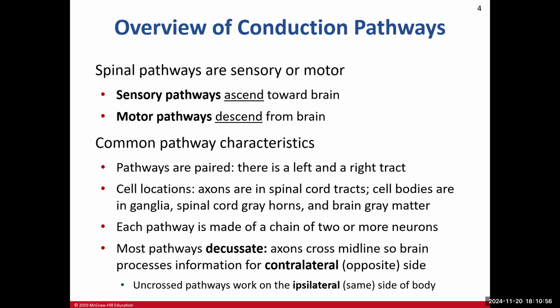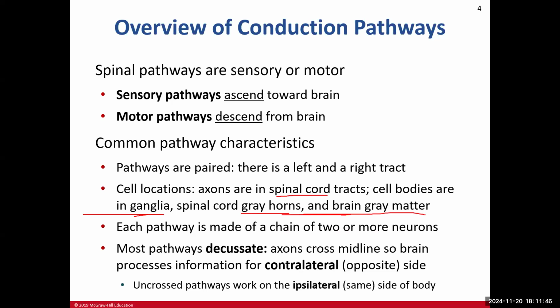First of all, the pathways are paired. You're going to have a left and a right. Then you're also going to want to know the locations for the cells. We're going to see that our axons are located in the spinal cord tracts. The cell bodies are located in ganglia. And we'll also see some of our cell bodies located in the gray horns, depending on what type of neuron we're dealing with. And we're also going to see some of those cell locations in the gray matter of the brain, like the cerebral cortex, for example. Also, some of the nuclei there.